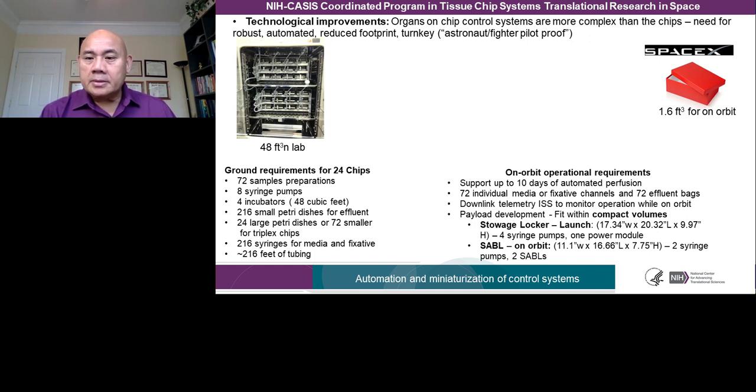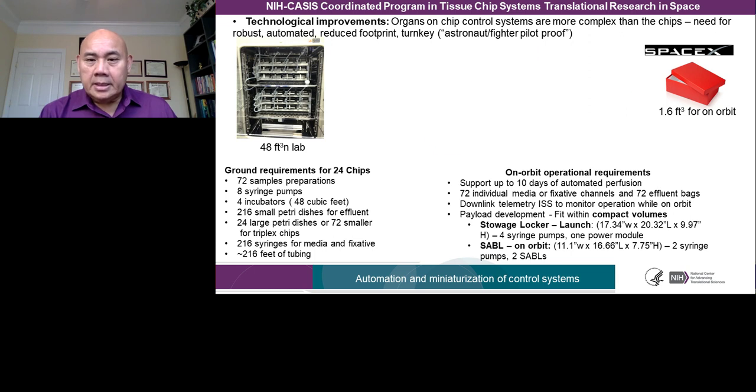So the requirement would be essentially 1.6 cubic feet instead of 48 cubic feet on Earth. Everything has to be shrunk in size, be automated, and be able to essentially miniaturize everything down to the size of a shoebox.